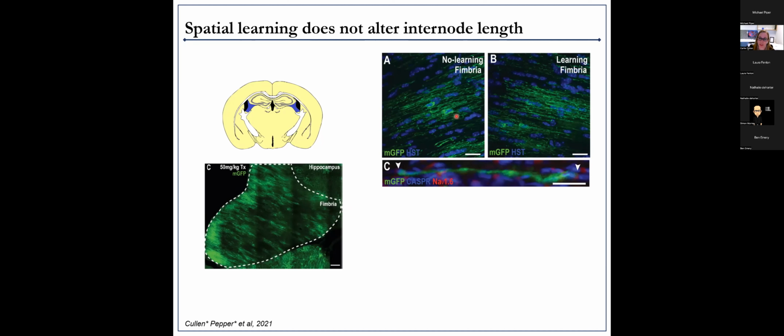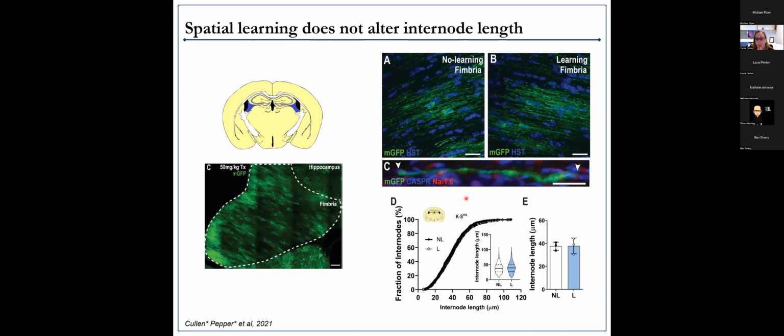What we actually found, though, was that in our learning mice... our no-learning mice got exposed to the maze, sorry, I should have said this already, they got exposed to the maze and to the Fruit Loops, but they never had to navigate the maze. So they didn't actually learn, whereas our learning mice had to learn to retrieve their treats. What we found when we looked at internode length after learning was that there was absolutely no difference in the length of internodes in the hippocampal fimbria between the learning mice and the mice that didn't learn. This was somewhat disappointing and probably should have ended there, but I'm stubborn.